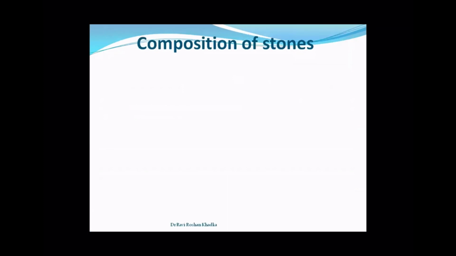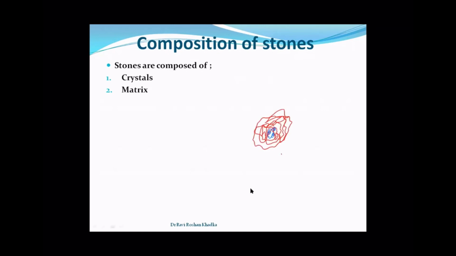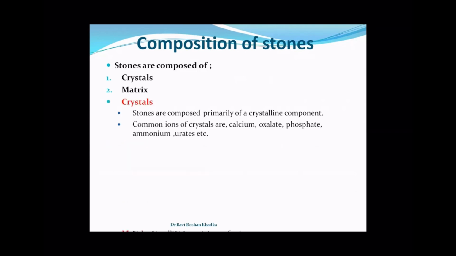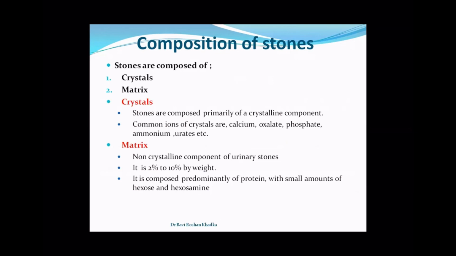Composition of stone. Basically, stone is formed of two things: stone crystals and matrix. Around 90 to 98% of the volume of the stone is made up of crystals, and the matrix makes up around 2 to 10% of the stone volume, containing protein and glycoproteins. And crystal means it contains calcium, oxalate, phosphate, all those things. You can see over there, crystals. So this is the basics.